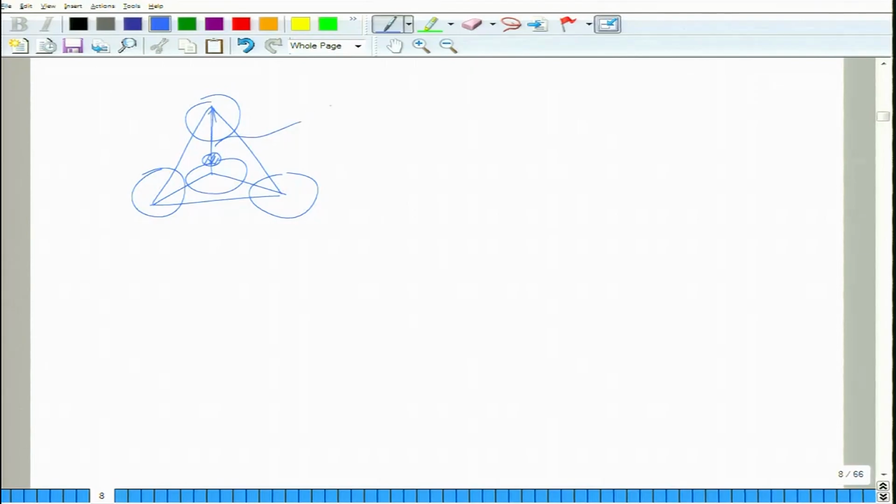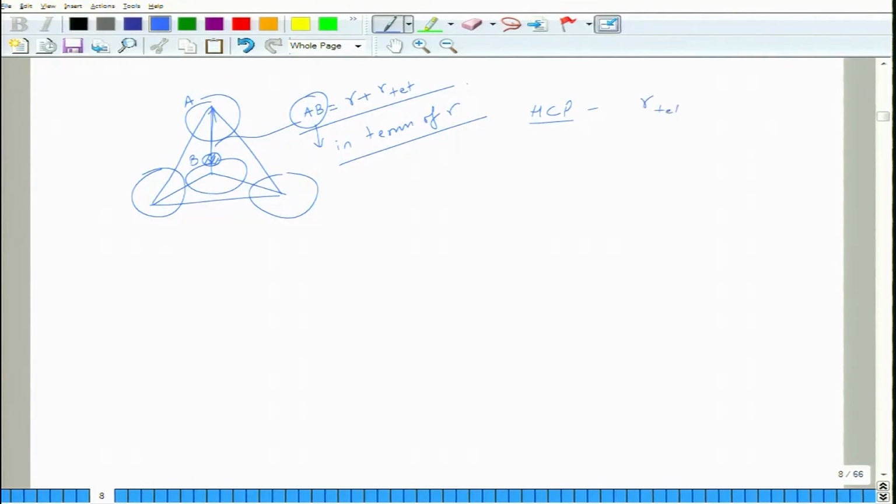Let us say this is A, this is B, AB is equal to R plus R tet. You need to work out AB in terms of small r using the geometrical methods of a simple tetrahedron. This will again give you the same relation. Octahedral void remains the same, and so in case of HCP also, R tet is equal to 0.225 R and R oct is equal to 0.414 R.